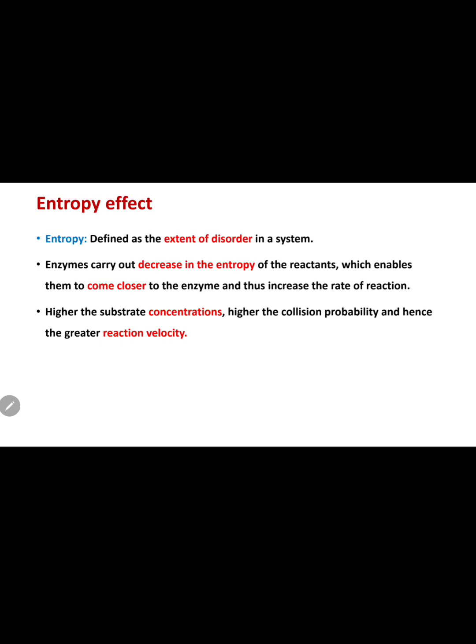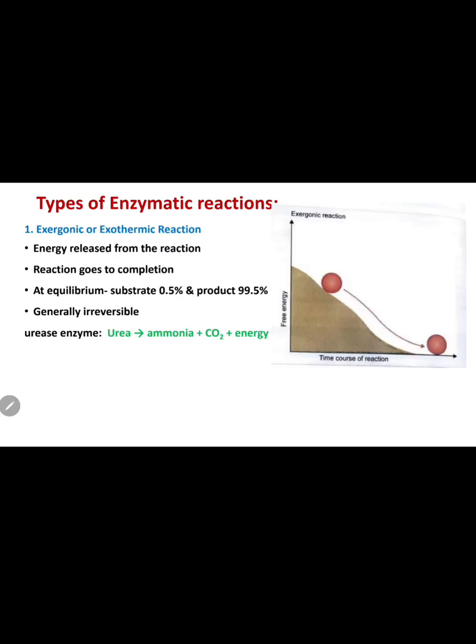Even in real life, if you want to come closer to a person, you need to have time to get to know them. If there is disorder in your life, if you can't take out time to meet and talk to people, how will you come closer to them? If there is less entropy, reactants have more time to come closer to the enzyme and each other, and hence the reaction can happen. The more the concentration of the substrate, the higher the chance that they will collide with each other and increase the reaction velocity.